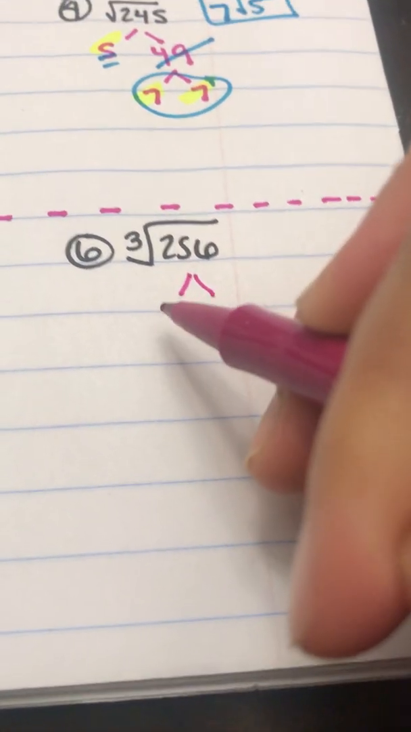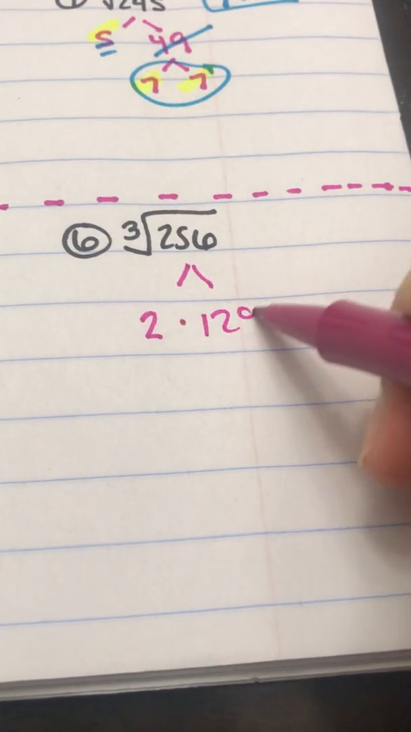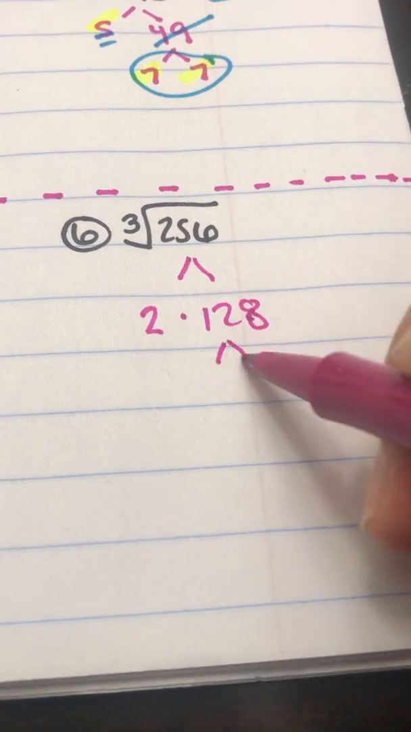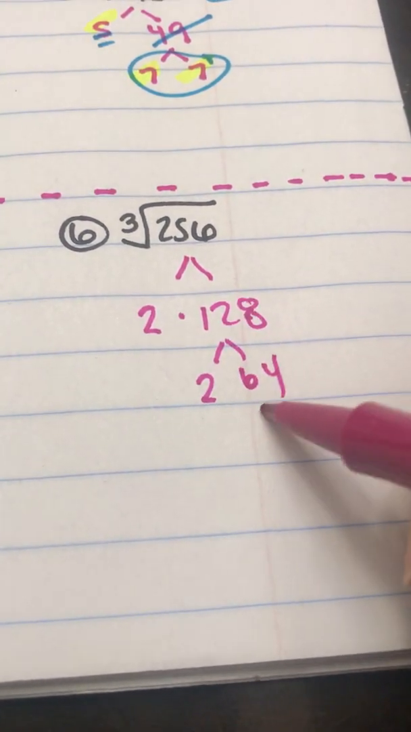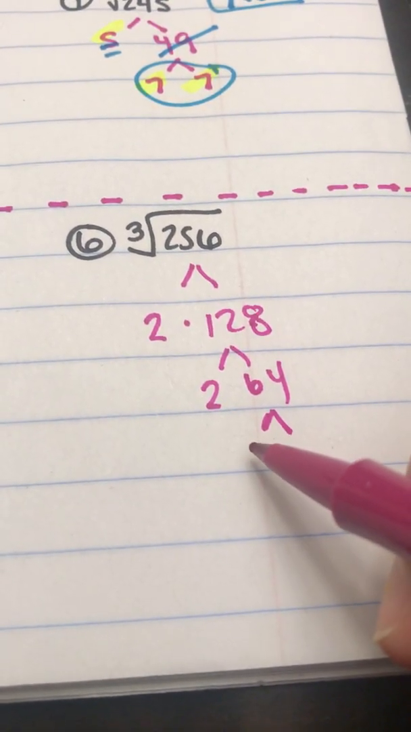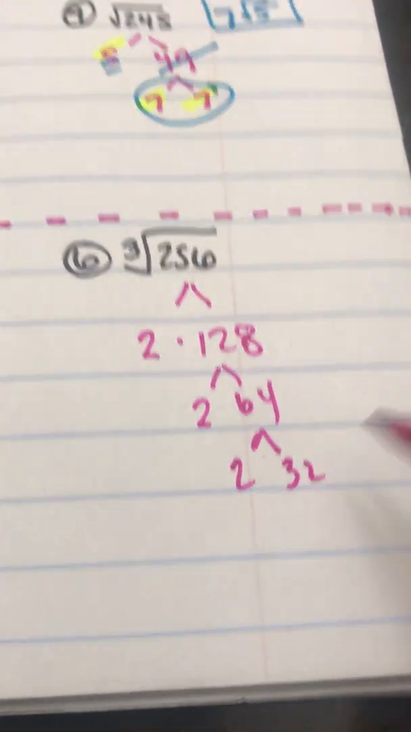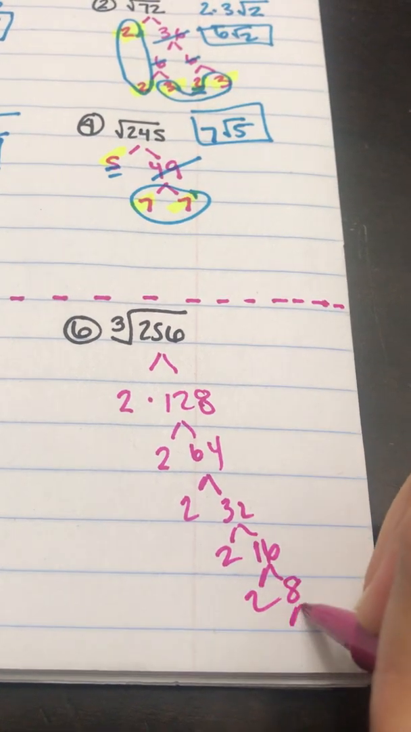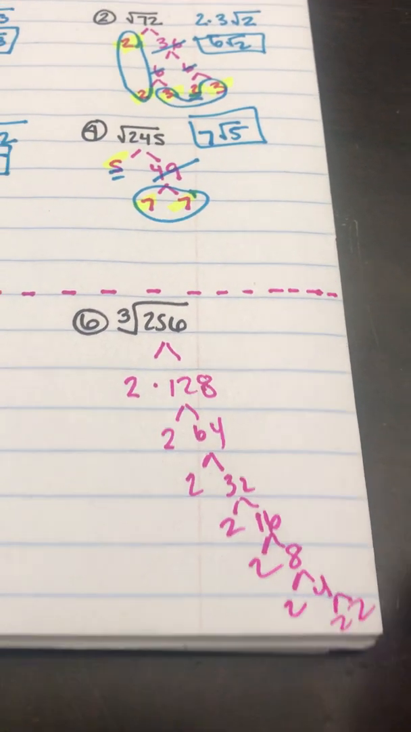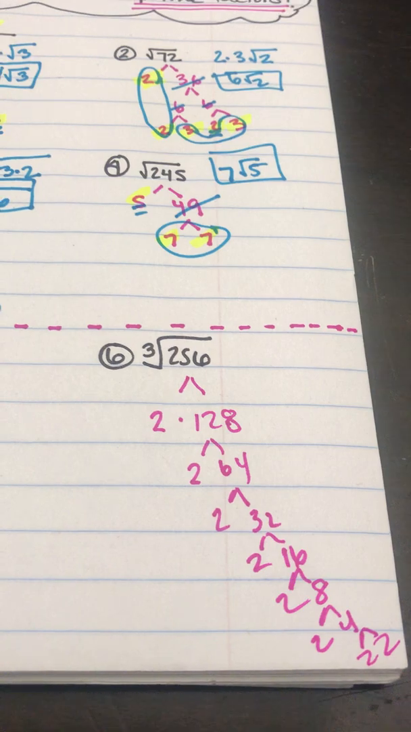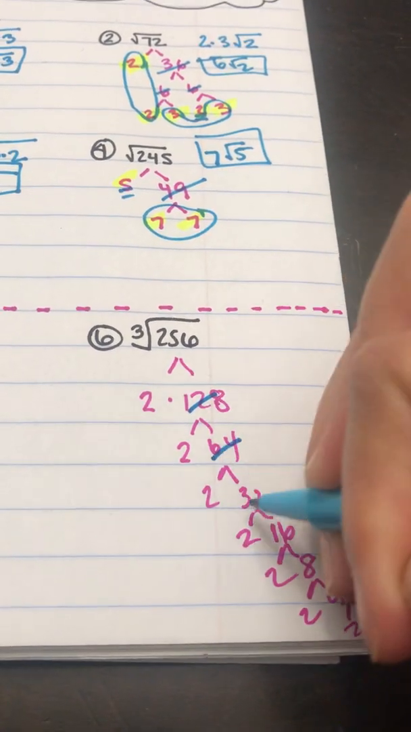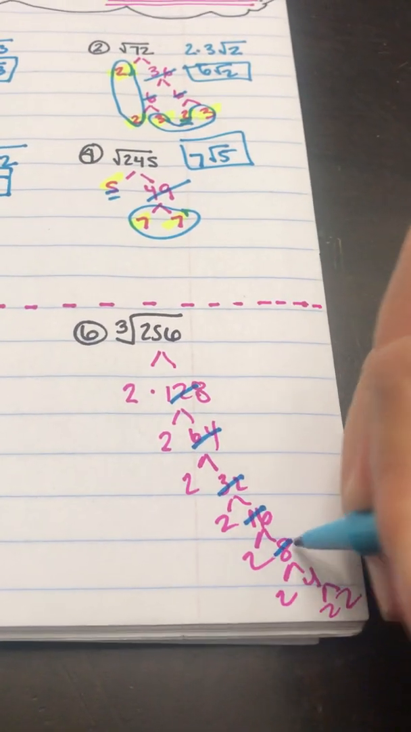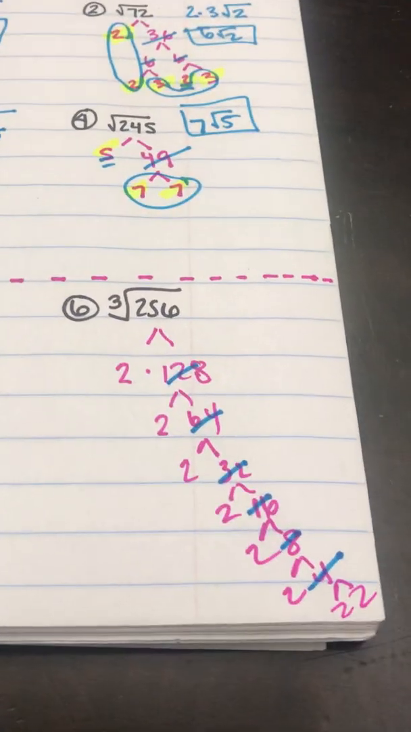The last one here that we're going to look at is cube root of 256. So 256 could be like 2 times 128. This could be 2 times 64. 2 times 32. 2 times 16. 2, 8. 2, 4. 2, 2. I'm going to erase or scratch out all the big numbers. And we're only going to look at the prime ones.